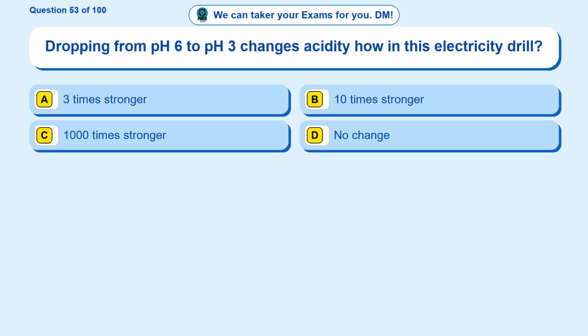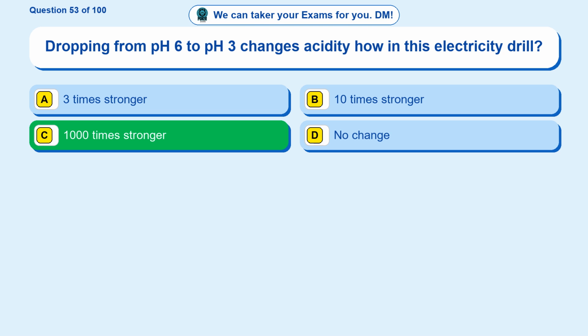Question 53. Dropping from pH 6 to pH 3 changes acidity how in this electricity drill? Option A, 3 times stronger. Option B, 10 times stronger. Option C, 1000 times stronger. Option D, no change. The correct answer is option C.